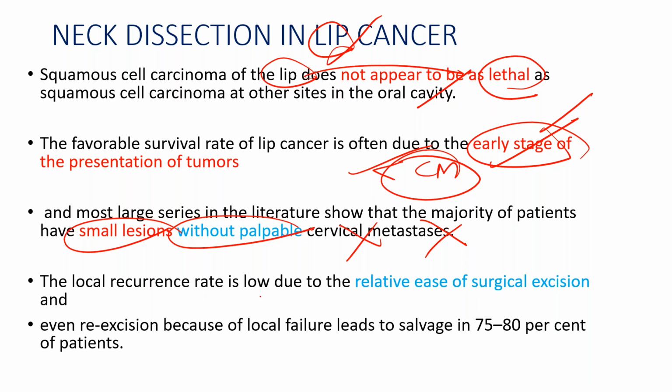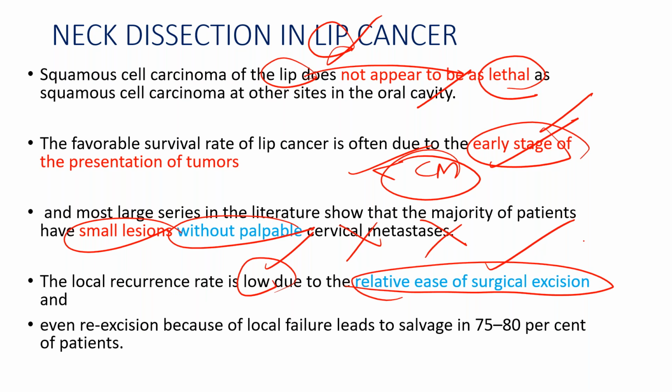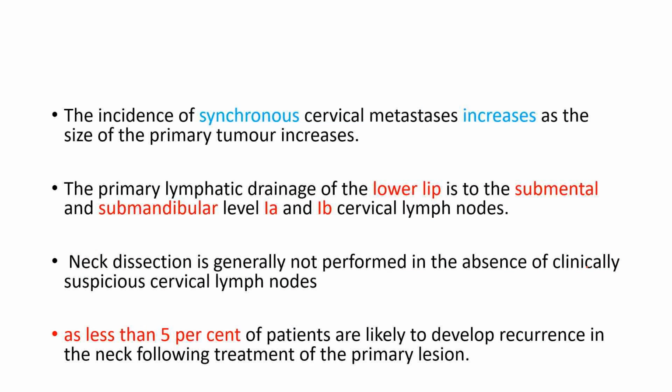So the local recurrence rate is low. It is a good thing, and there is ease of surgical excision. You can easily excise the lip cancer because bones are not very involved until they go for T4. Even re-excision is also there. Almost for 80% you can go for re-excision.